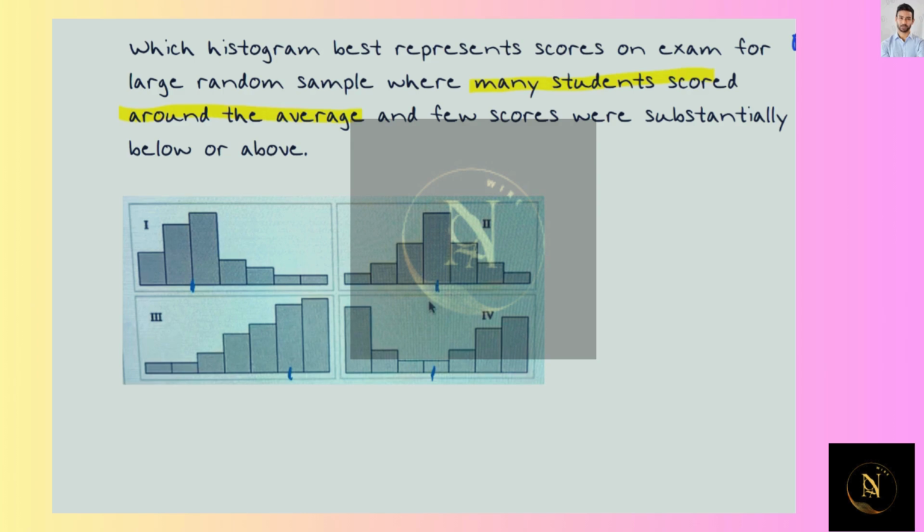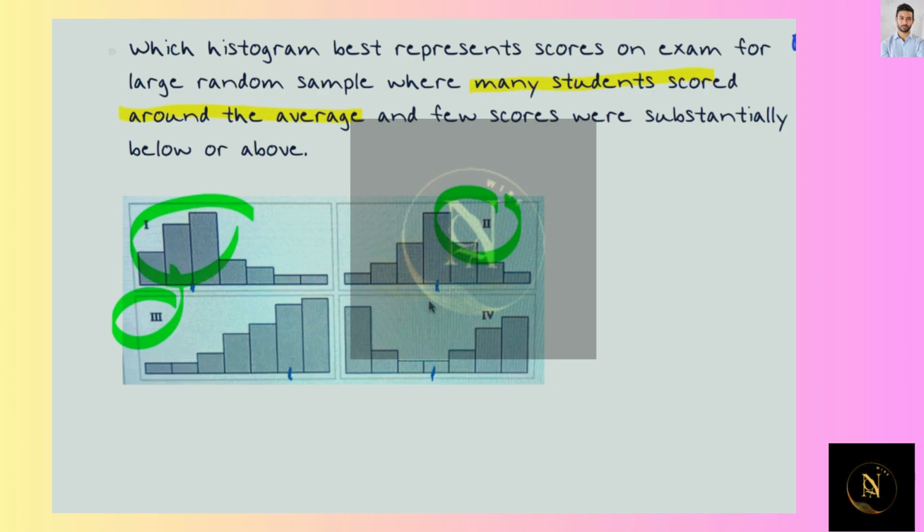So the distributions that have most students scoring around the average are the first, second, and third. For the fourth one, most students scored not near the average, either really low or really high.